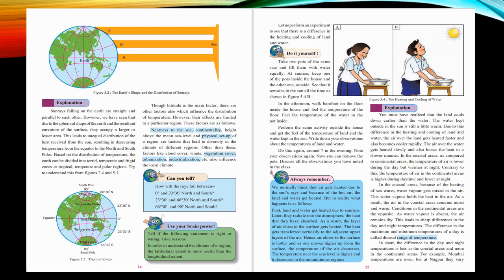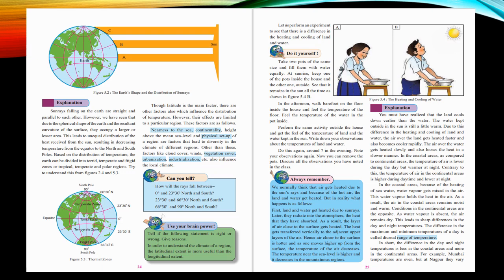At sunrise, keep one of the pots inside the house and the other one outside. See that it remains in the sun all the time as shown in figure 5.b. Now you can see two pots of water. One has to remain all the time in the sun, and at sunrise, keep one of the pots inside the house and the other one outside.